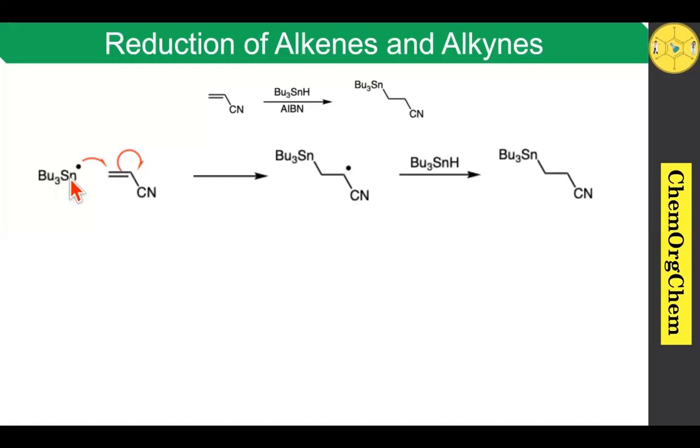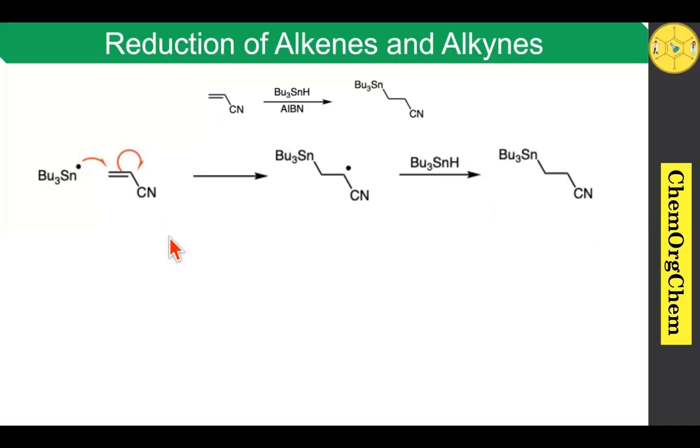This tributyltin radical readily attacks the alkene at the terminal position. Because of that, you get a new carbon-centered radical here. This carbon-centered radical readily abstracts a hydrogen from tributyltin hydride, which produces the corresponding reduced product.